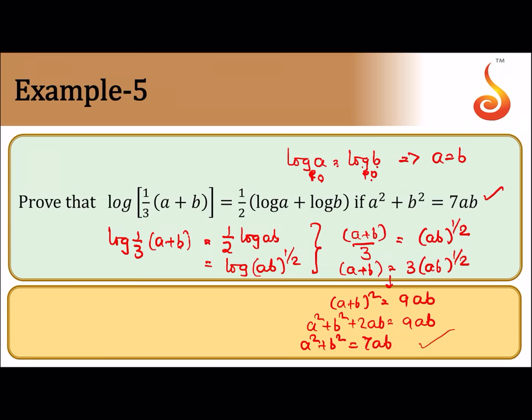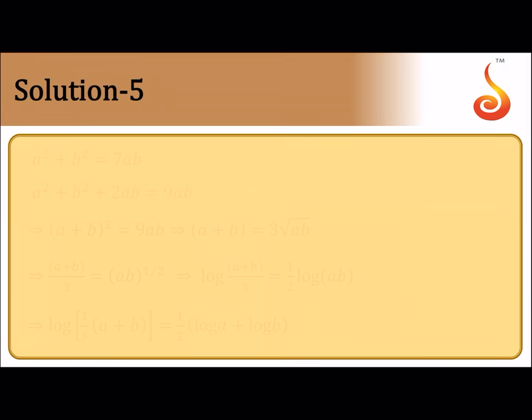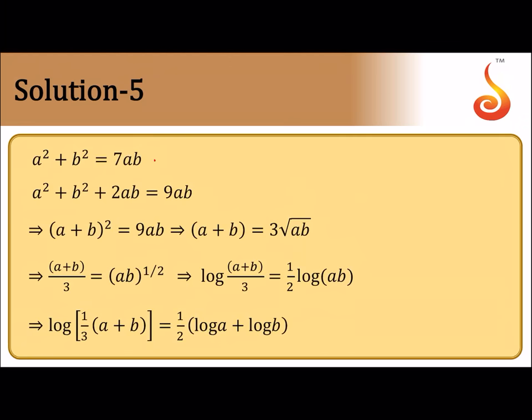So use this property. (a plus b) whole square, already you know, equal to 9ab. a square plus b square plus 2ab is 9ab. So a square plus b square equal to 7ab. See, a square plus b square equal to 7ab. So we have proved it in reverse. You can do it this way because you have not yet studied taking logarithms. That's why I did it in reverse order.